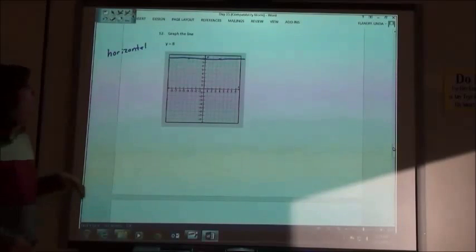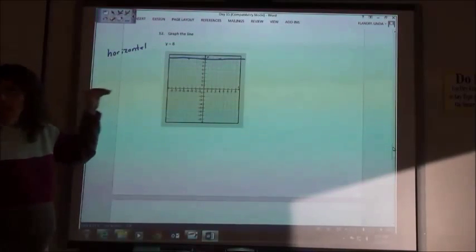So vertical ones always are x equals, horizontal will be y equals.